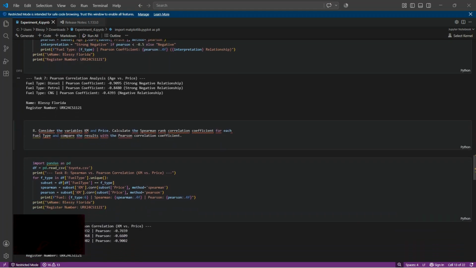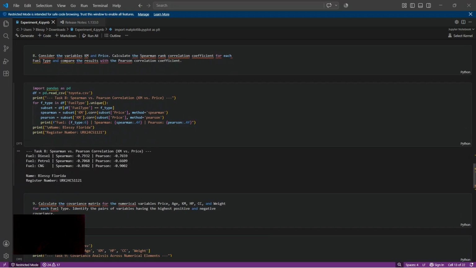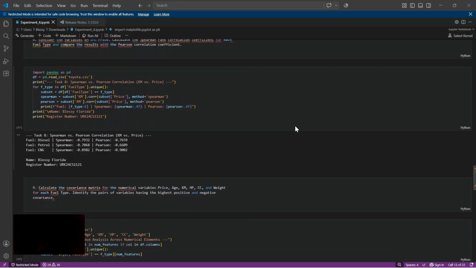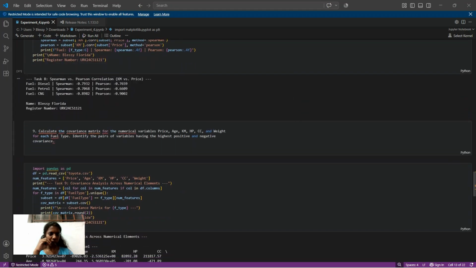Then we are going to consider the variables km and price, calculate the Spearman rank correlation coefficient for each fuel type, and compare the result with the Pearson correlation coefficient. So here we are going to import the CSV file. Then we give the fuel type and its unique values, a subset, and the Pearson values, and the correlation will also be given. Then using the print statement, we are going to print the fuel type, Pearson correlation, and Spearman correlation.